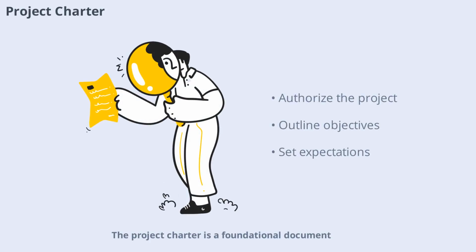A project charter is a foundational document that authorizes the project and outlines its objectives, stakeholders, and high-level requirements. It provides clarity and direction from the start, ensuring everyone understands the project's purpose. A strong project charter supports effective scoping by setting expectations and providing a reference for future decisions. Let's discuss how to create a project charter that sets your project up for success.